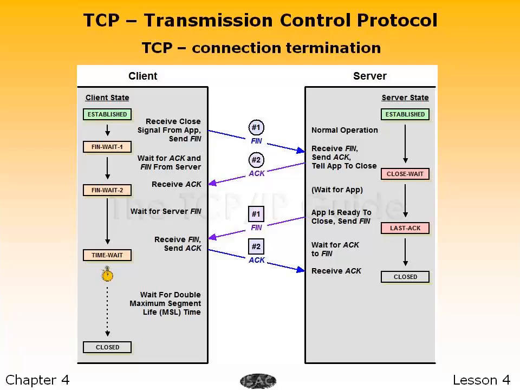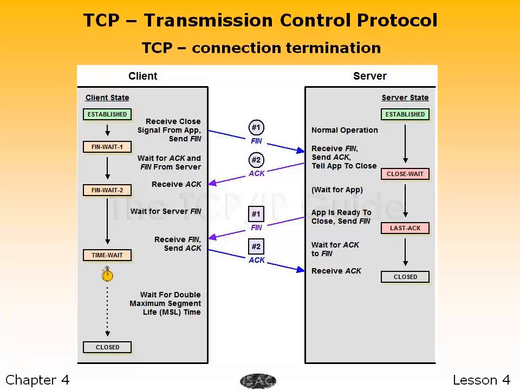FIN wait 1. It could be done by both server and client. Represents waiting for a connection termination request from the remote TCP, or an acknowledgement of the connection termination request previously sent. FIN wait 2. It's available both for server and client. Represents waiting for a connection termination request from the remote TCP.